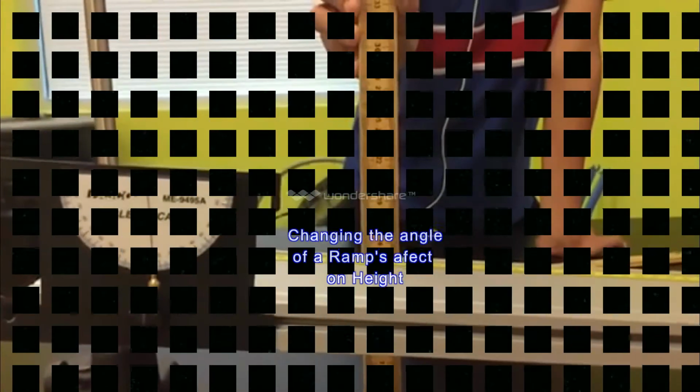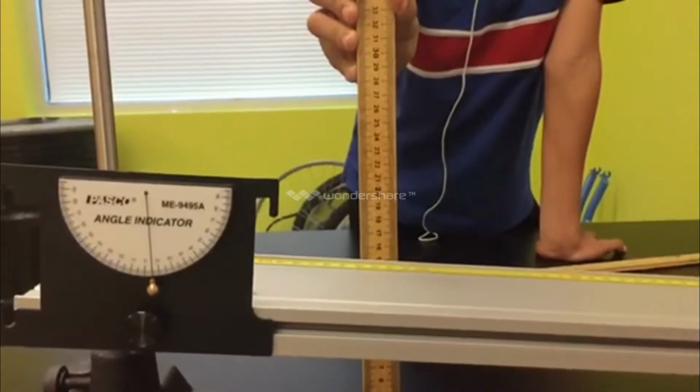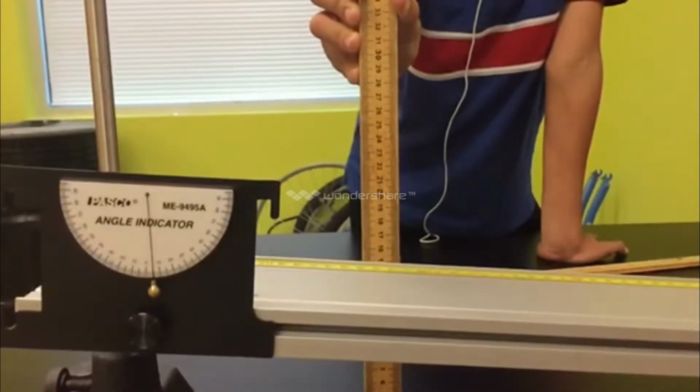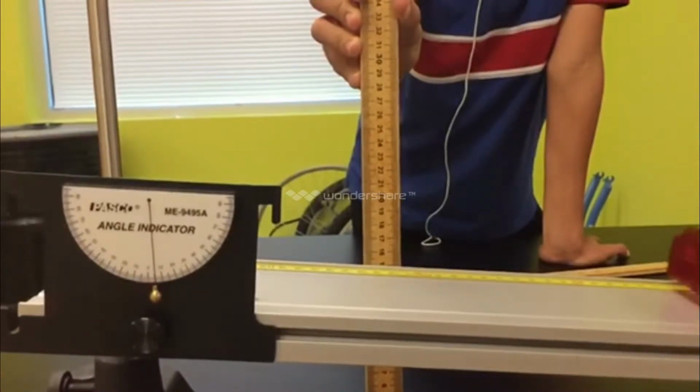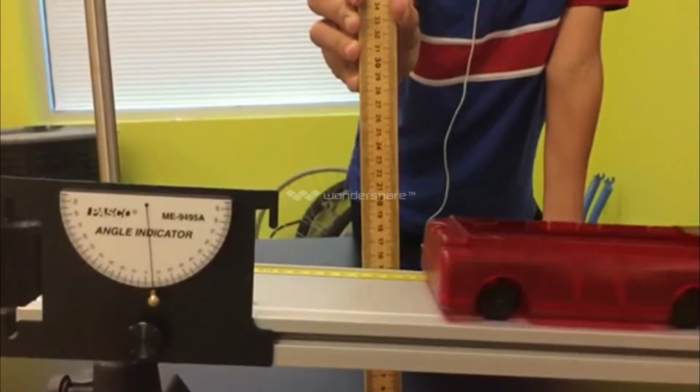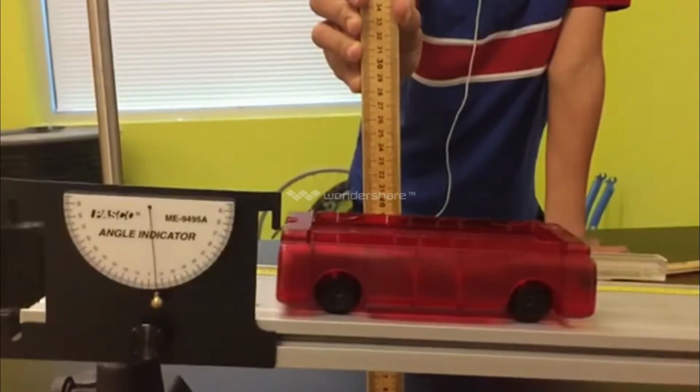Changing the angle of a ramp's effect on height. In the first case, the angle is 5 degrees. In the second case, the angle is 10 degrees. In both cases, the height from the table to where the cart reaches is about 20 centimeters. This is because of the conservation of energy, which is further explained later.